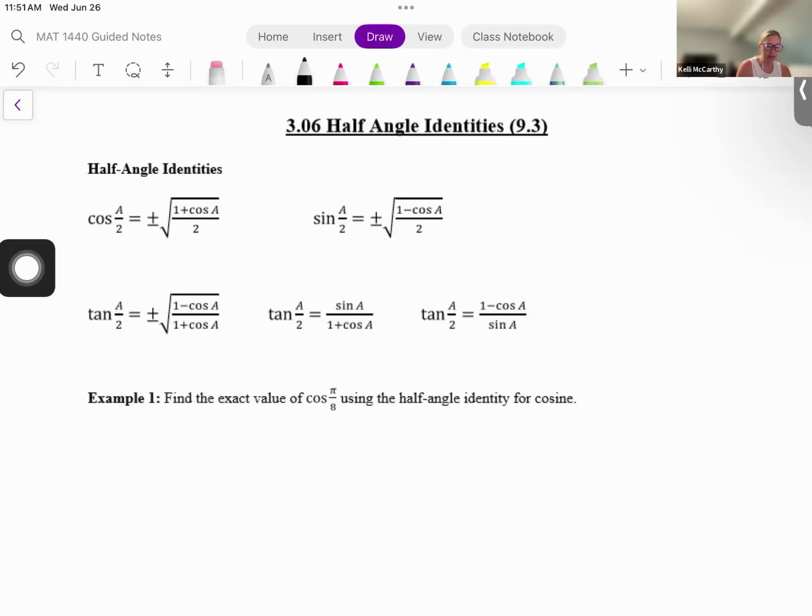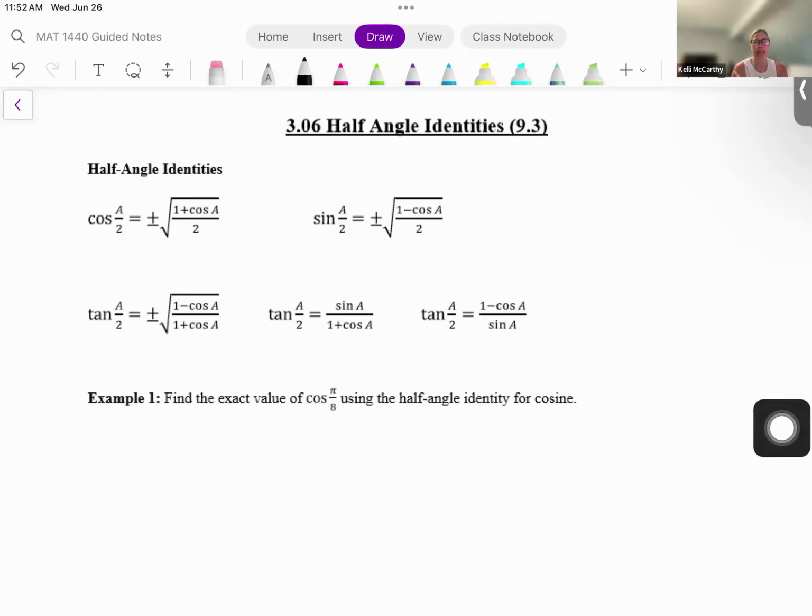For our half-angle identities, we have a half-angle identity for cosine. We have one for sine, and then we have three versions for tangent. So cosine of a divided by 2 is equal to plus or minus the square root of (1 plus cosine a) over 2. Sine of a divided by 2 equals plus or minus the square root of (1 minus cosine a) over 2. Tangent of a over 2 is plus or minus the square root of (1 minus cosine a) divided by (1 plus cosine a). Or tangent of a over 2 equals sine of a over (1 plus cosine of a). Or tangent of a over 2 is equal to (1 minus cosine a) divided by sine of a.